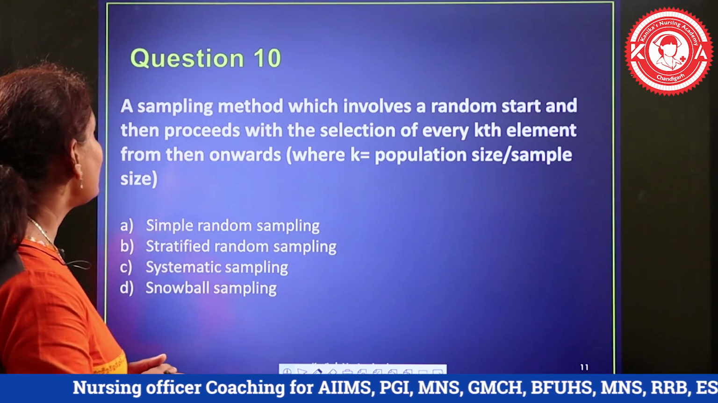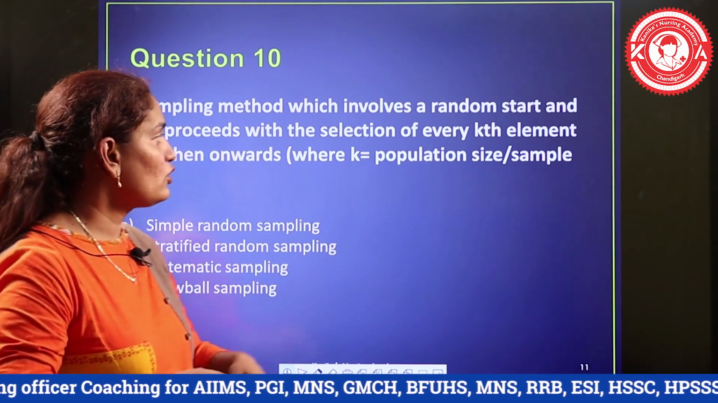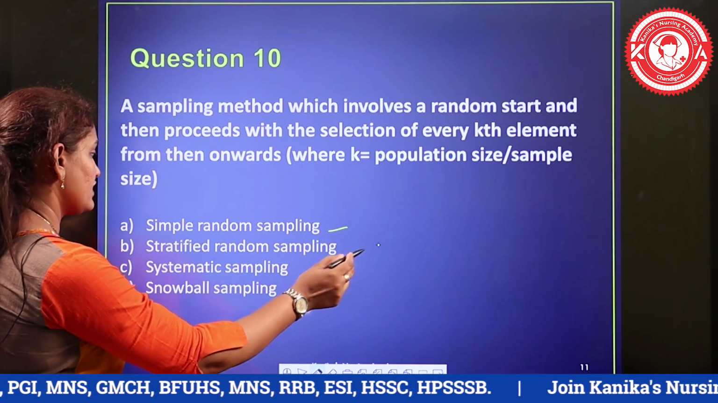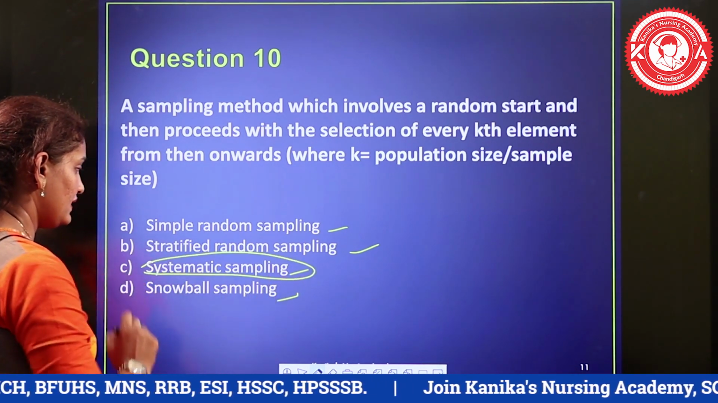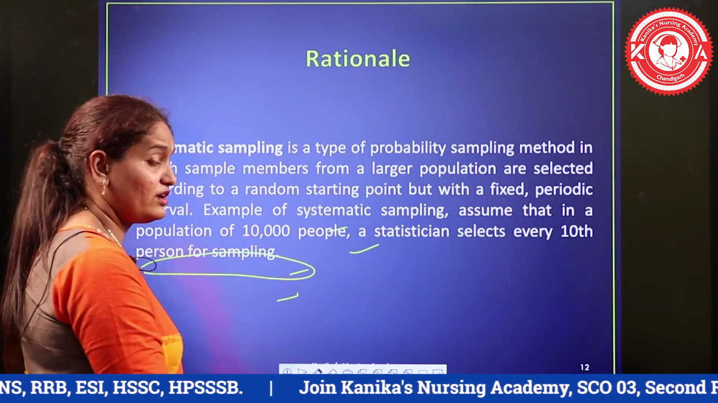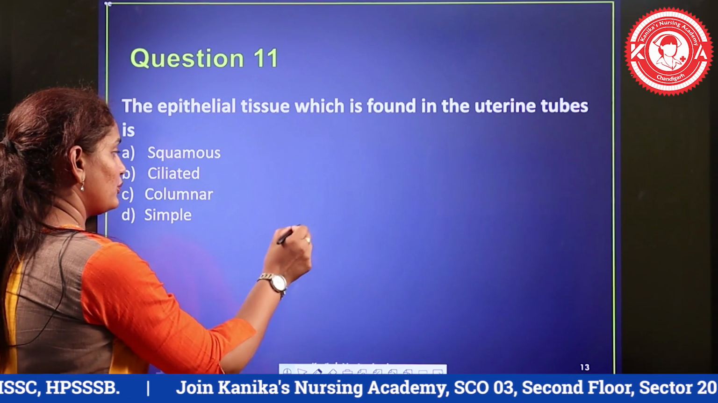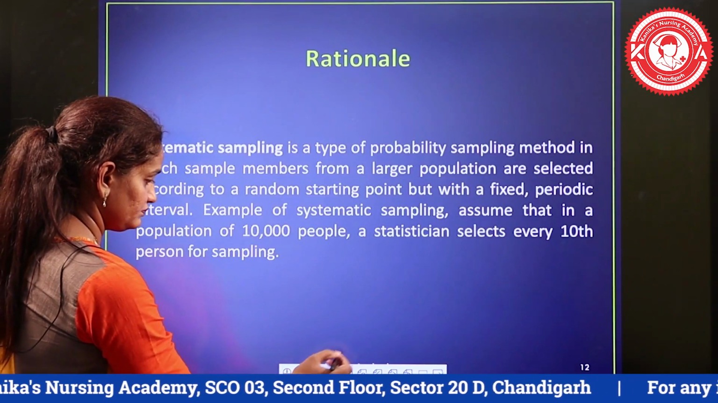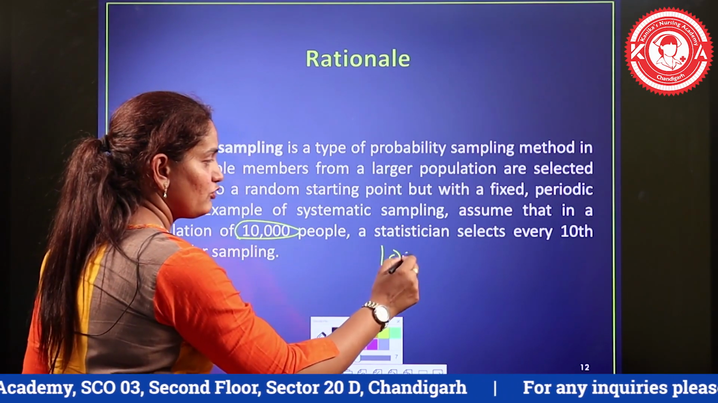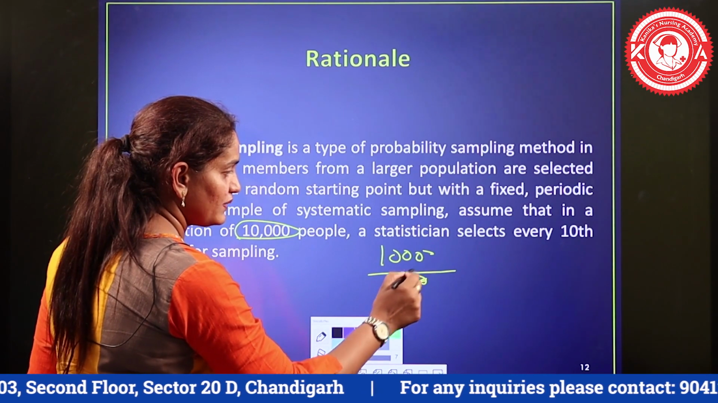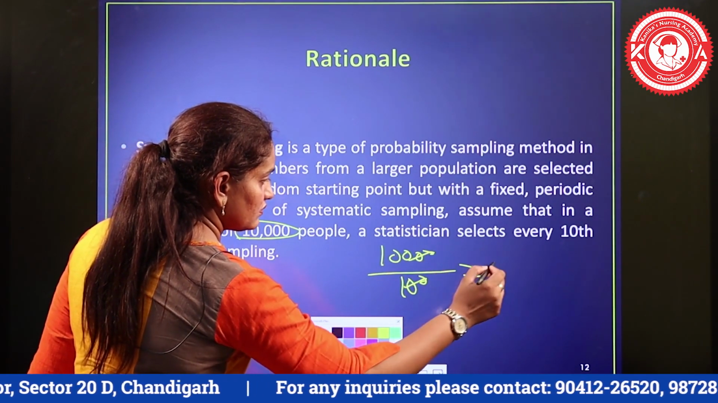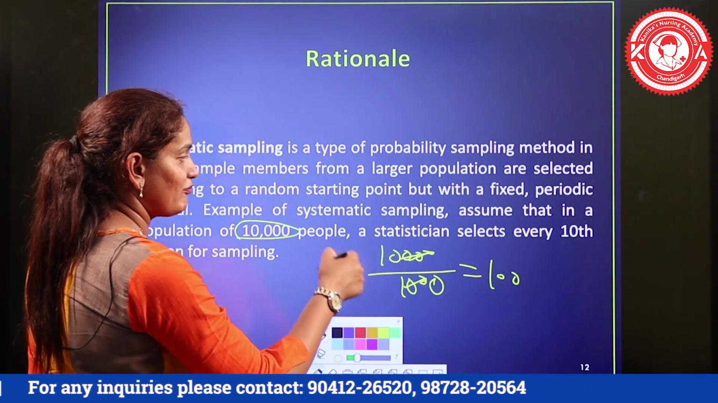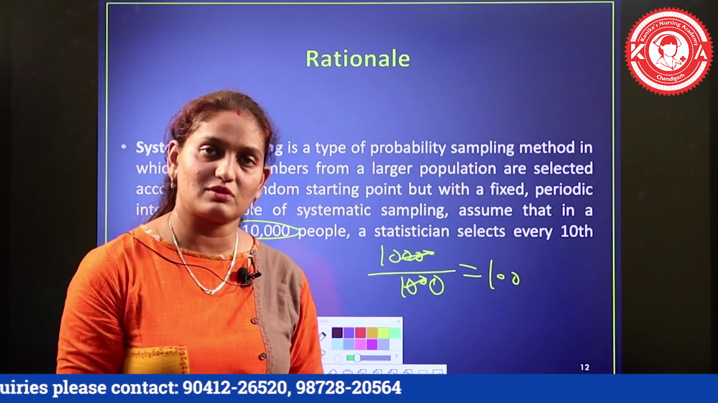The sampling method which involves a random start and then proceeds with the selection of every kth element from then onwards, where k is population size divided by sample size. The options given are simple random, stratified, systematic or snowball. The correct answer is systematic sampling, and the rationale is that there is a particular formula. For example, if from a population of 10,000 we have to select a sample of 100, what will be the k? It will be 100. So every 100th person will be taken. If a sample of 1000 has to be taken from a population of 10,000, then the answer would have been every 10th person. So there is a system which it follows, that is why it is known as systematic random sampling.